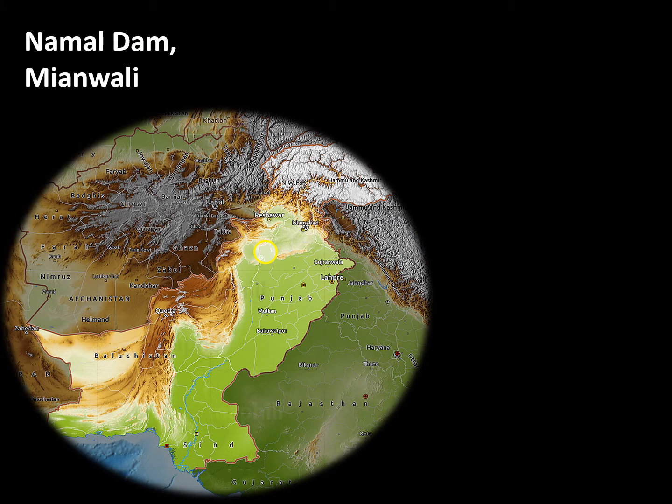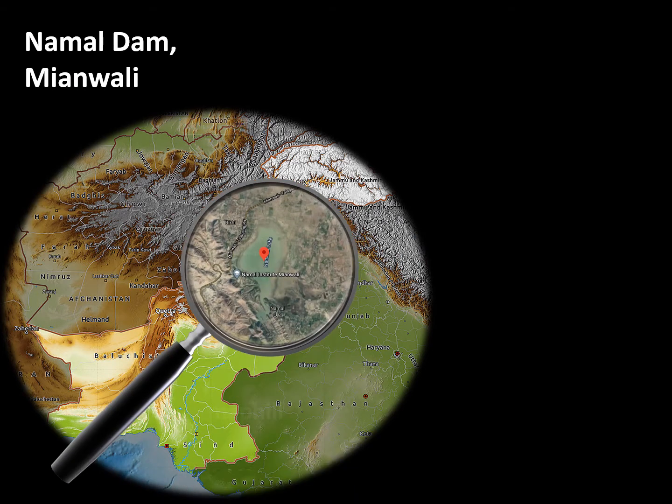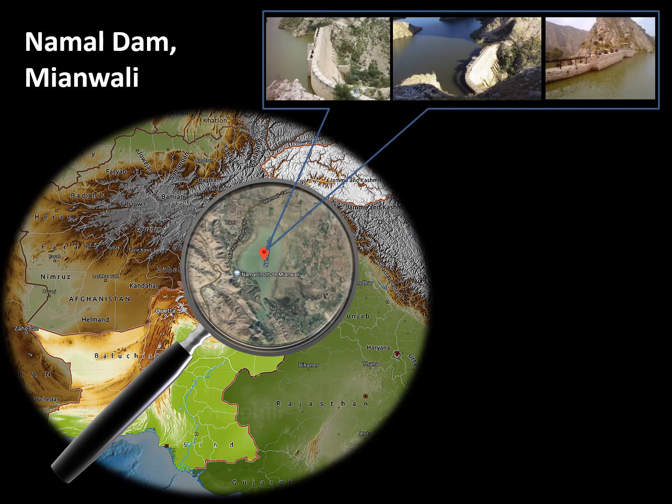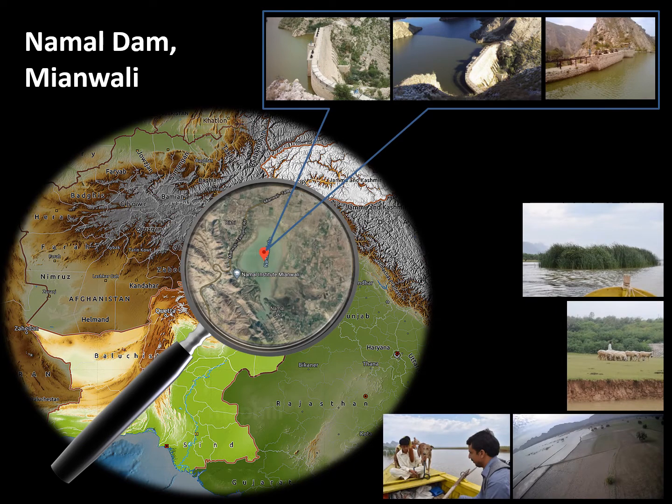The Mianwali district is situated in northwest Punjab and is the seat of Namal Valley, where the Namal Dam is situated. The dam was constructed in 1913 during colonial rule for the primary purpose of irrigating the surrounding arid lands. Today, the dam is deeply integrated in the lives of the local population through many socio-economic and cultural activities.